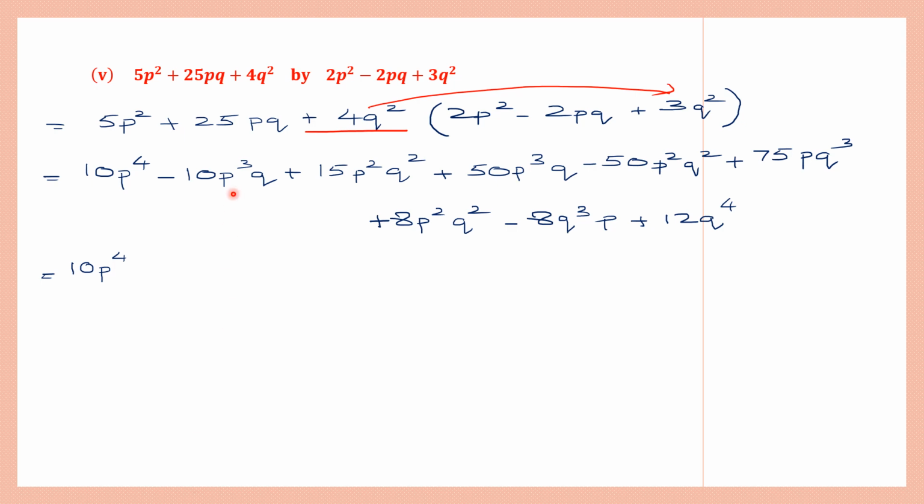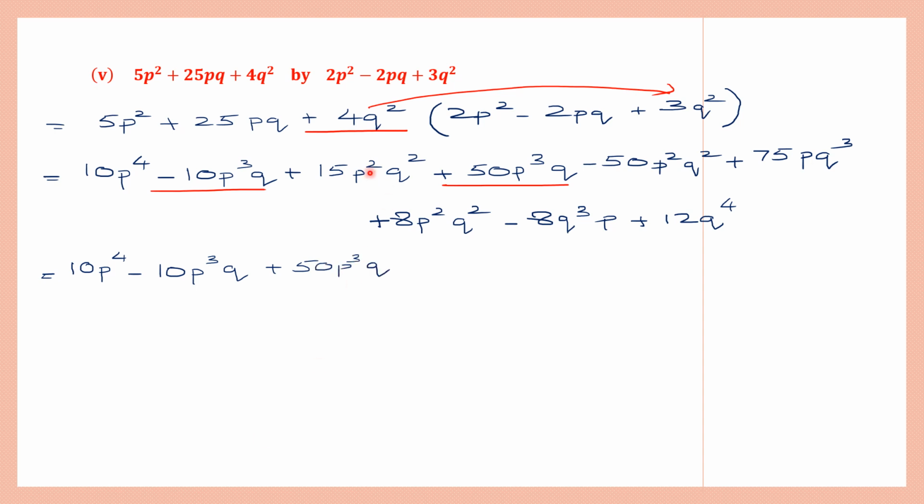Then we have p cubed q. Let's look for that. P cubed q is here. Okay, do we have another p cubed? No. P cubed q, and this are the like terms. So let's underline that first, and let's write it down. Minus 10 p cubed q plus 50 p cubed q.